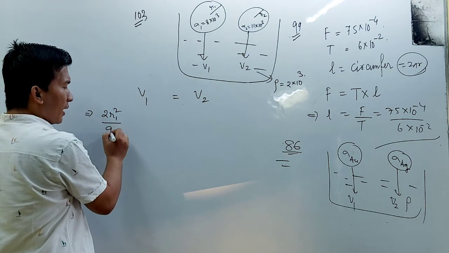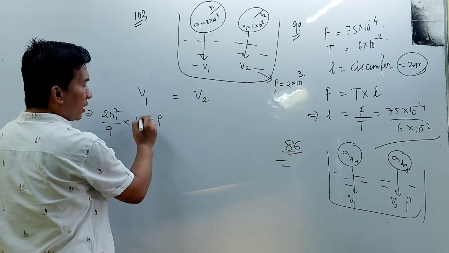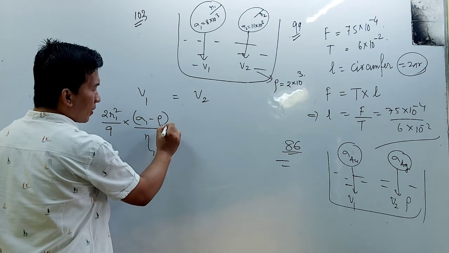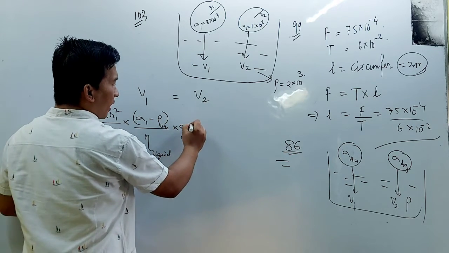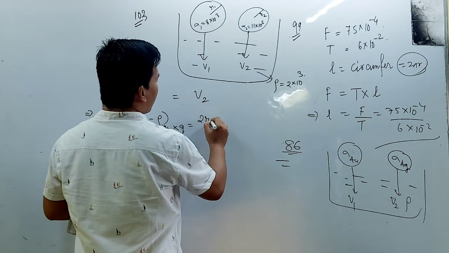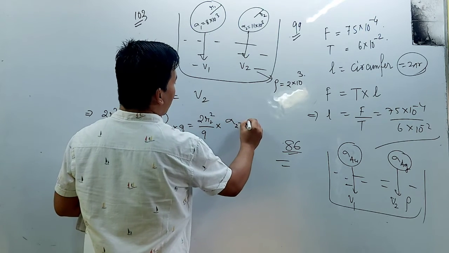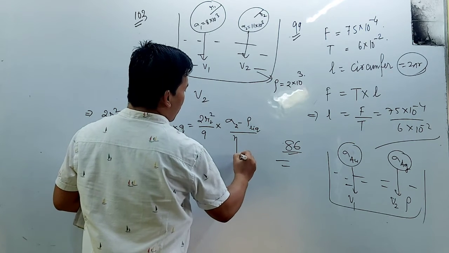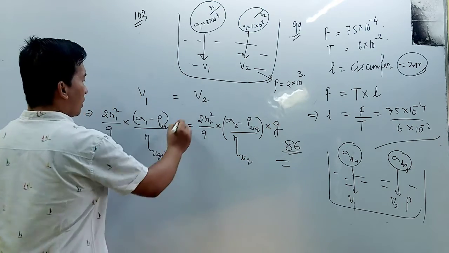2r1 square divided by 9 into the density of the first object, sigma 1, minus the density of the liquid, divided by the coefficient of viscosity of the liquid, into g. And here, what will be the terminal velocity for the second object? It will be 2r2 square divided by 9 into the density of the second object minus the density of the liquid, divided by the coefficient of viscosity for the liquid, into g.